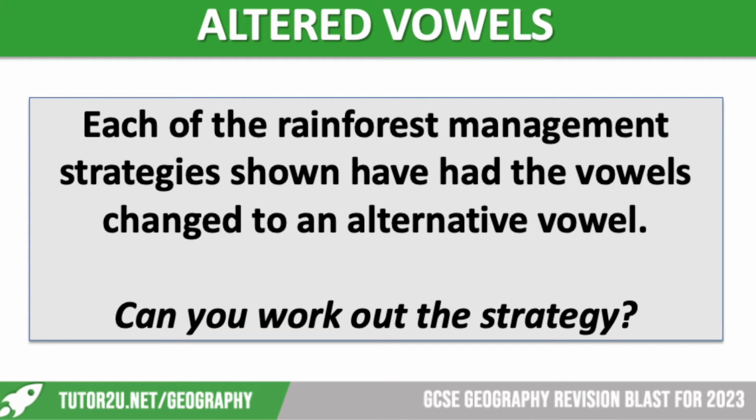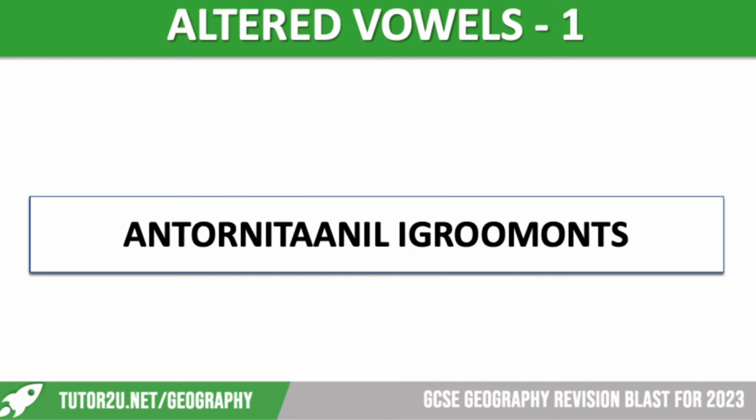Okay, we're going to move on and think about rainforest management strategies now. So you're going to see a number of rainforest management strategies. They have had their vowels changed to an alternative vowel, so the words will look quite odd. Let's try and work out each of these strategies. So here is our first one. Remember, it's not an anagram, it's had the vowels changed. So we're just going to leave it up for a moment to get you to have a think. Remember, these are all strategies to help protect the rainforest.